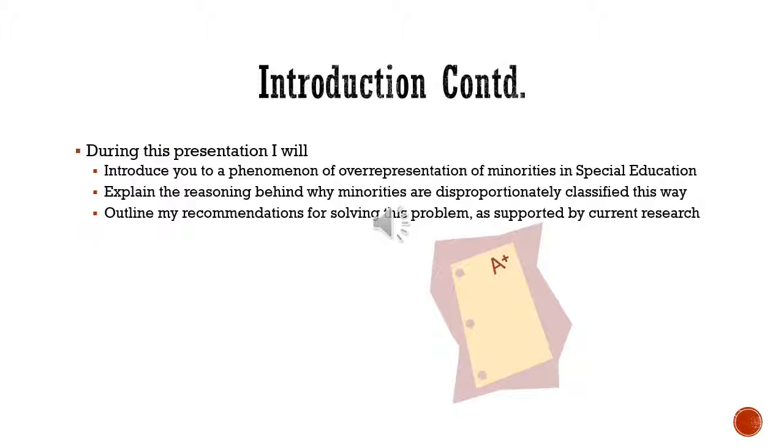Through a review of the literature, I have examined the phenomenon of overrepresentation of minorities in special education and the reasons behind it. I will also outline my recommendations for solving this problem, including presenting alternative programs that can resolve this special education phenomenon. These and other programs have been backed by the current research to reduce the number of minorities receiving special education resources unnecessarily.